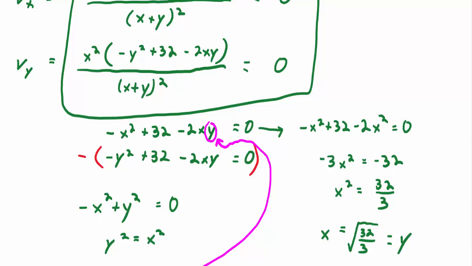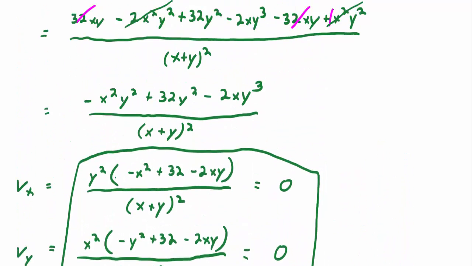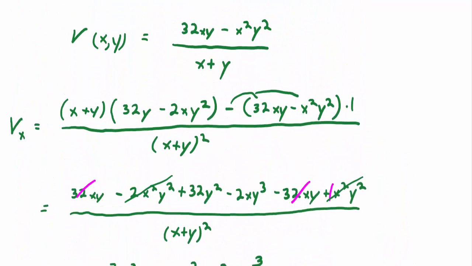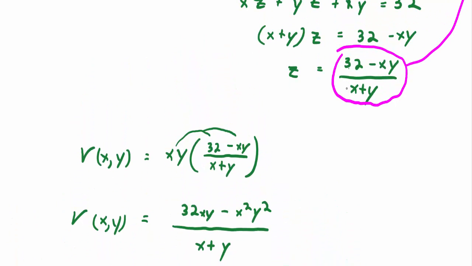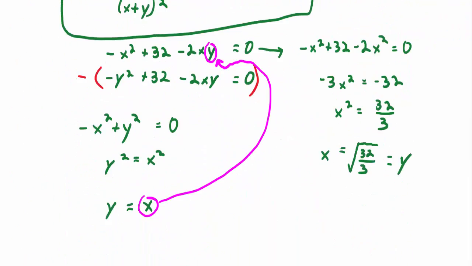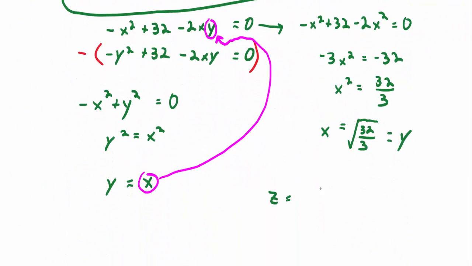So okay, stop me when we get to an expression we can use for z. Just say stop when we get there. It's up here somewhere. Got it? How about this guy? Right? Yeah. So 32 minus xy over x plus y. 32xy minus x squared y squared over x plus y is what I said, right?